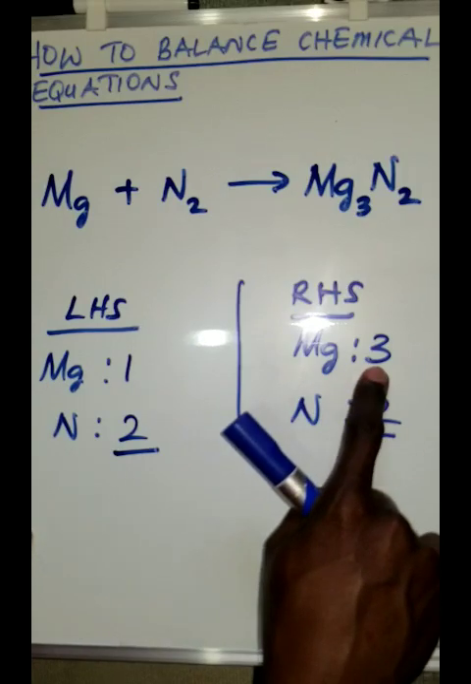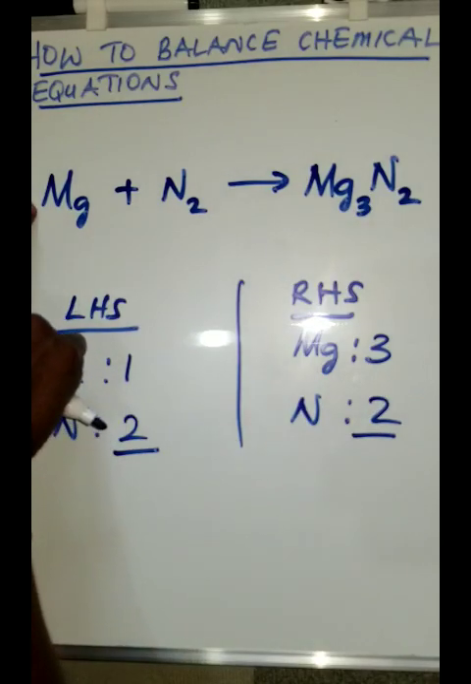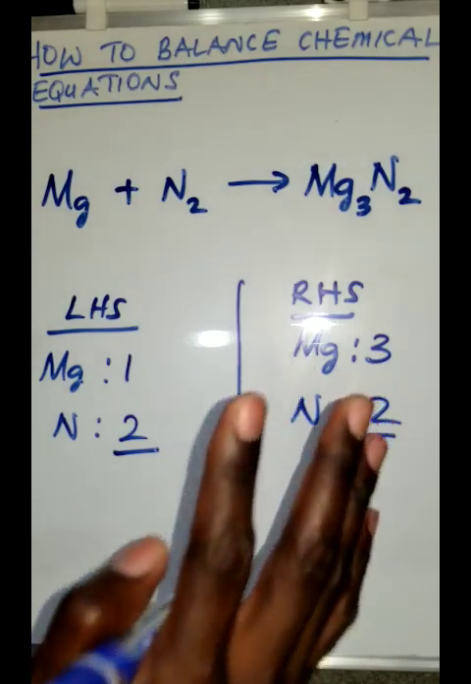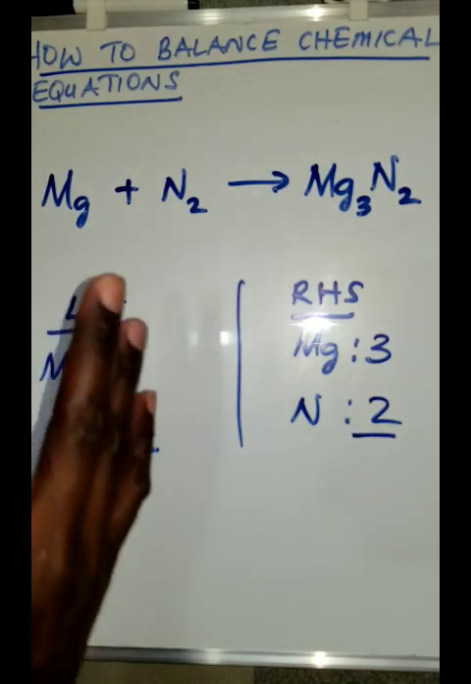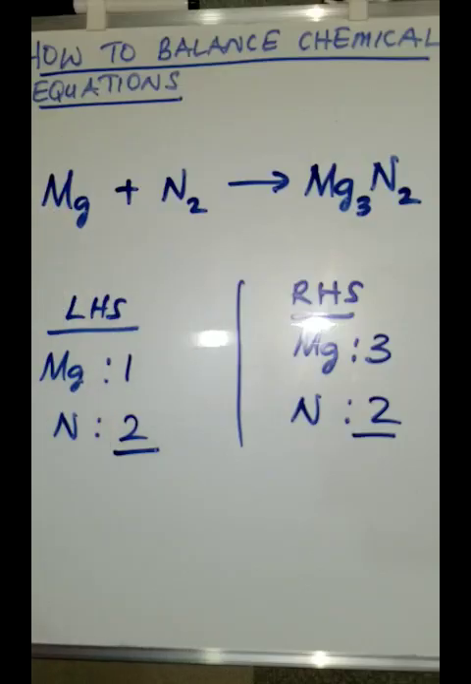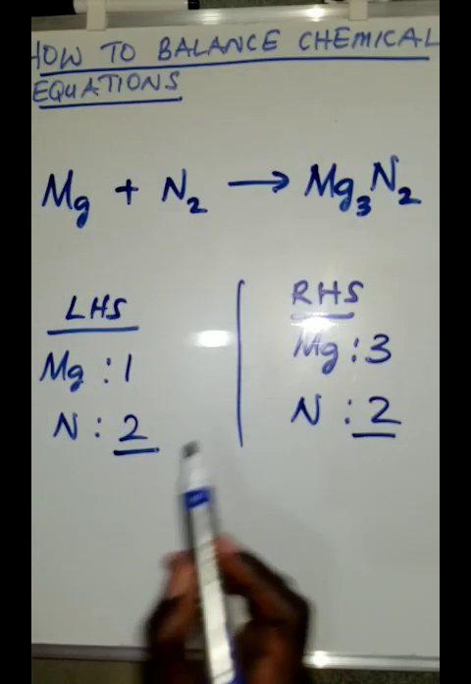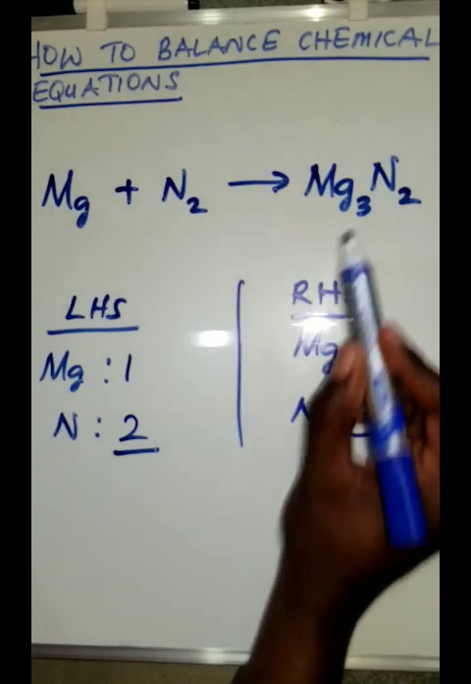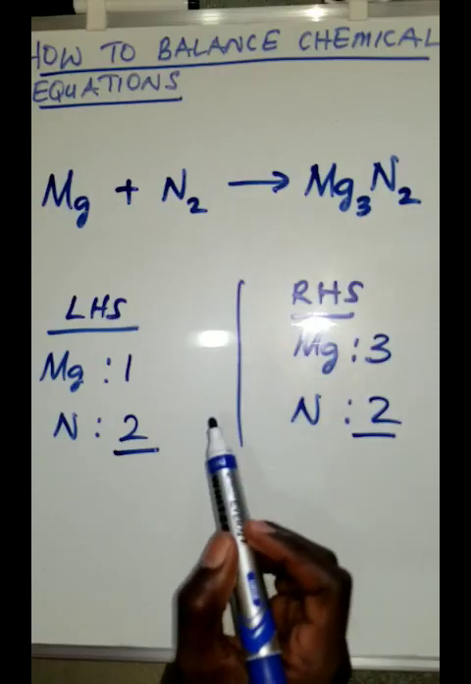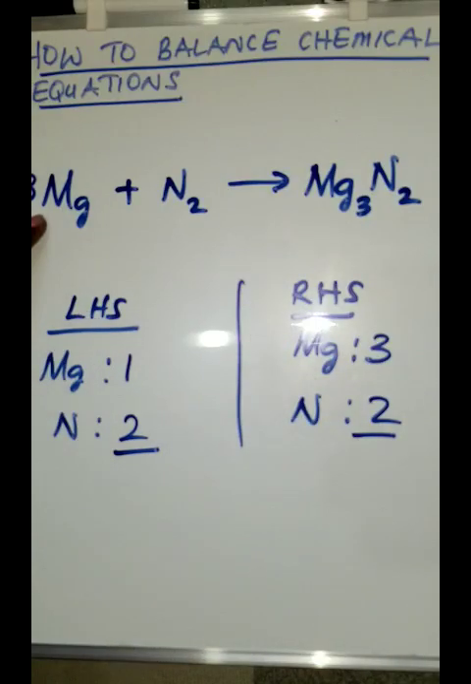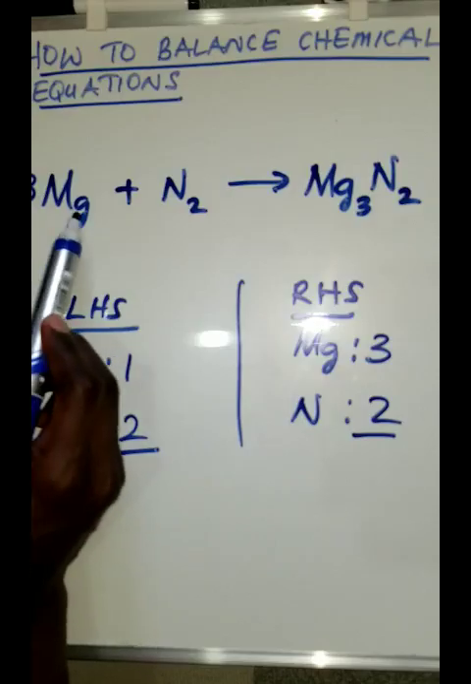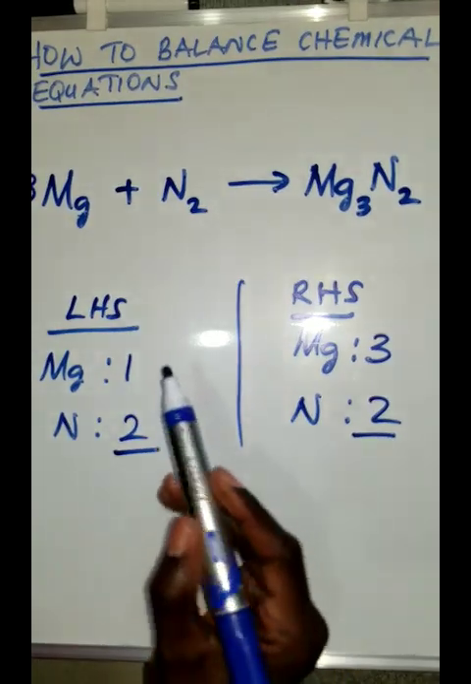Magnesium. So there are 3 magnesium. So what number should you put in front? Remember, when you're balancing, you only put coefficients. You only put coefficients or numbers in front of a formula that you have. So since there are 3 magnesiums on the right hand side, I will put up a 3 in front of magnesium. It simply means that there will be how many magnesium? There will be 3 magnesium.